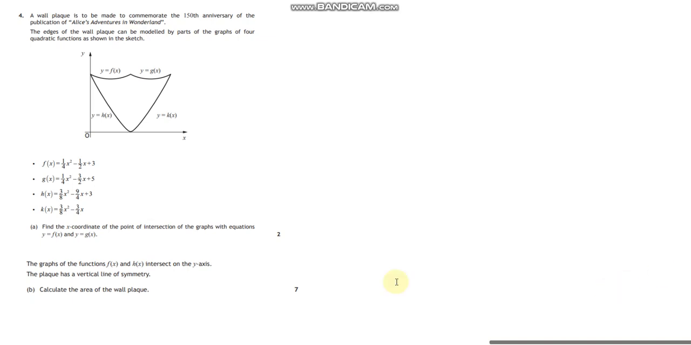So the first bit: find the coordinate of the point of intersection of the graphs f of x and g of x. So where do these two meet? That's quite straightforward, isn't it? We just have to put them equal to each other. So we're saying, where does f of x meet g of x? That's fine, surely.